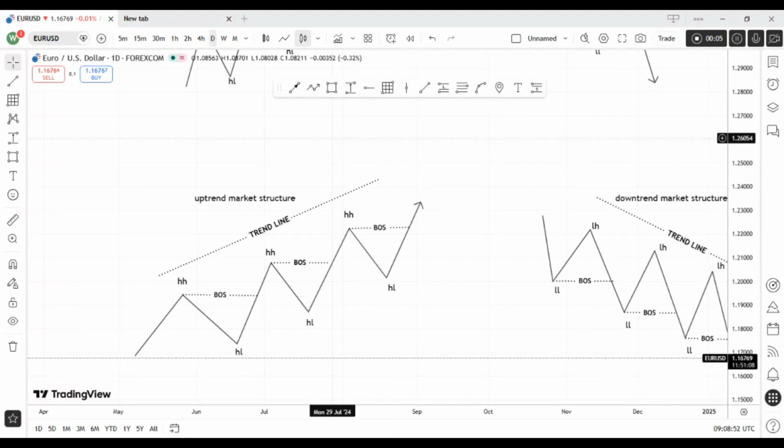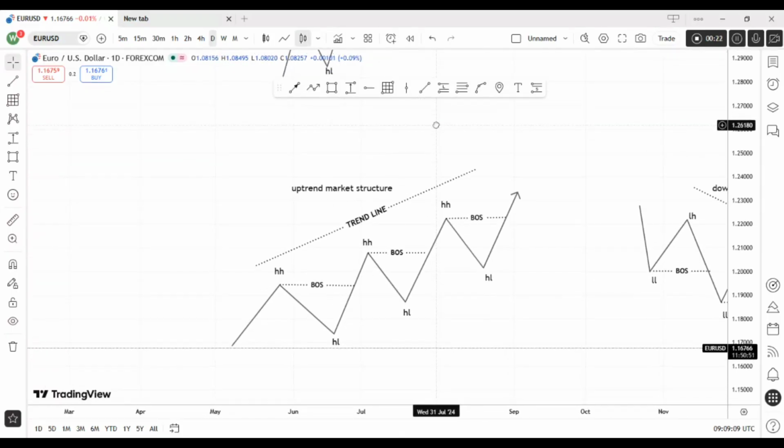This is Webs 27FX. So for today, we shall be looking at market structures. Market structures are mainly divided into three market structures. We shall start with an uptrend market structure.